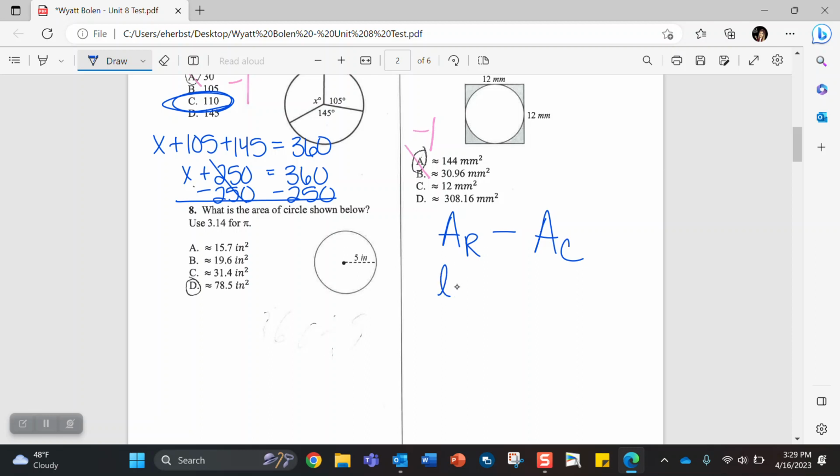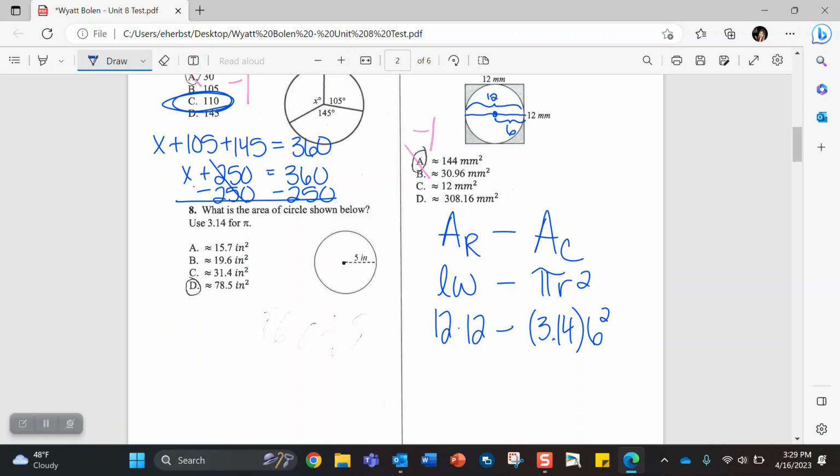Again, area of a rectangle is length times width. The area of a circle is pi r squared. I'm just going to be plugging numbers into this formula and then simplifying. So 12 times 12, minus, and we use 3.14 for pi. Because the side length of the square is 12, the diameter of the circle is 12. If we cut the diameter in half, we get the radius, which is 6. So we plug 6 in here, because that's the radius and we have to square it.